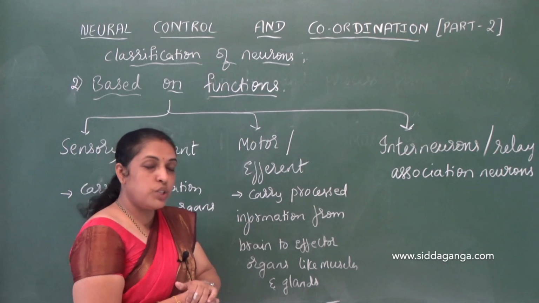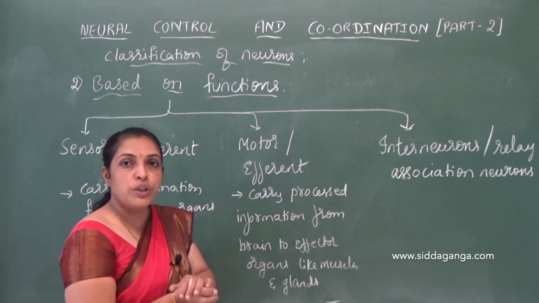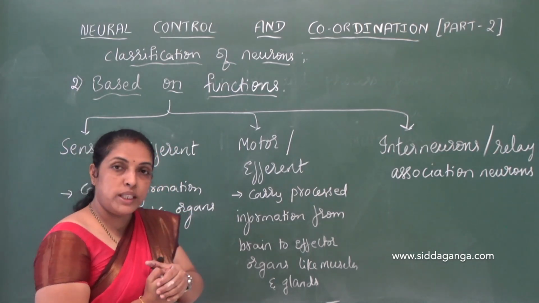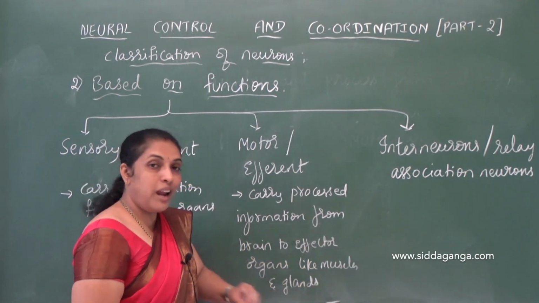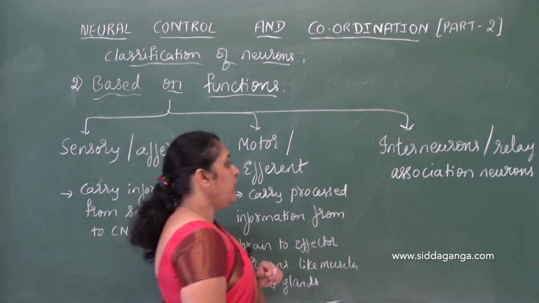So this is about motor or efferent neurons. They carry processed information from the brain to the effector organs where we see the actions. Like muscles, they retract, and glands, they secrete.